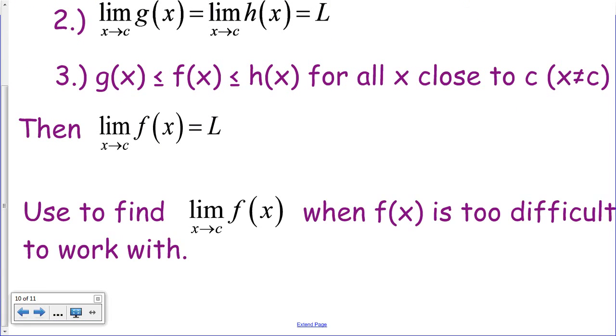Use this to find the limit as x goes to c of f of x when f of x is too difficult to work with. And what kind of functions are too difficult to work with? Well, we're going to see one right here. That limit as x goes to 0 of sine of x over x. I don't have any algebraic technique I can use to simplify that any further. Instead I'm going to rely on this theorem to prove that that limit is equal to 1 by finding two other functions whose limits are 1 that this function is squeezed between.